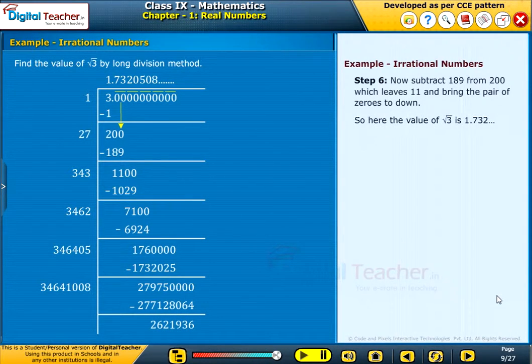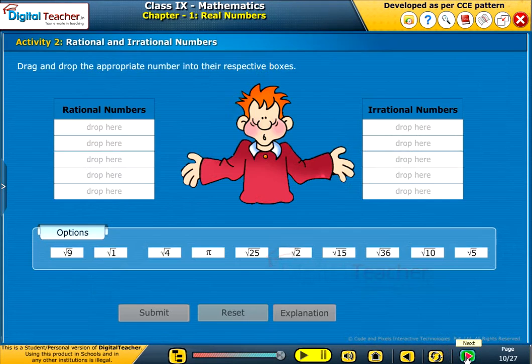So, here the value of root 3 is 1.732, and so on. Let us do an activity on rational and irrational numbers. Drag and drop the appropriate number into their respective boxes.